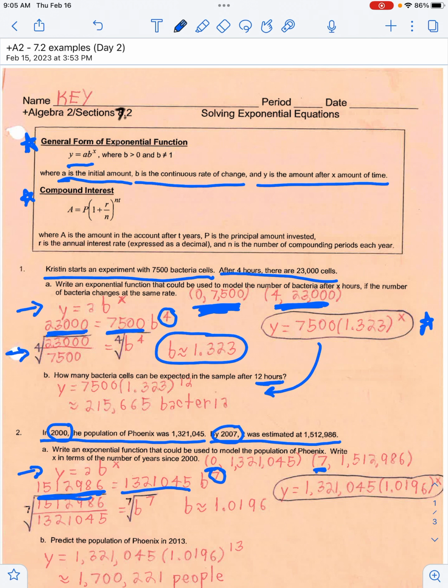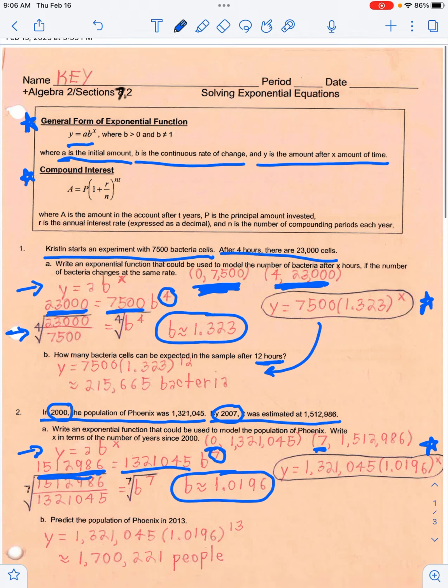I divide both sides by the initial population, and then I take the 7th root of both sides, and I get for B about 1.0196. So then my generic model, which you can see right here, is Y equals 1,321,045 times the base, 1.0196.